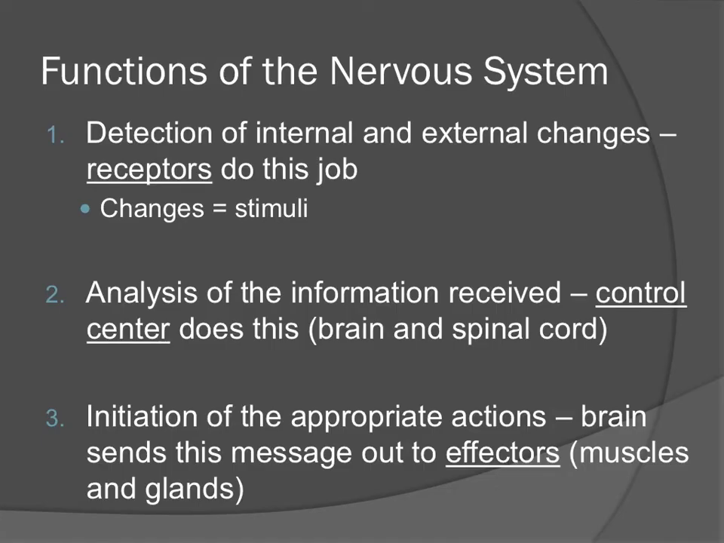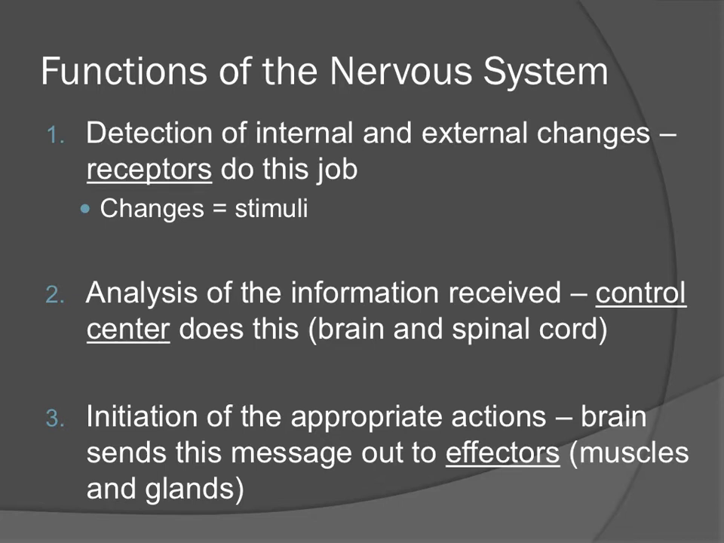So some functions of the nervous system is, number one, detection of internal and external changes. And receptors do this job. So changes is any kind of stimuli. So stimuli is any kind of change. So it detects these changes in trying to maintain homeostasis in the body. So a stimulus is any detectable change in an environment.